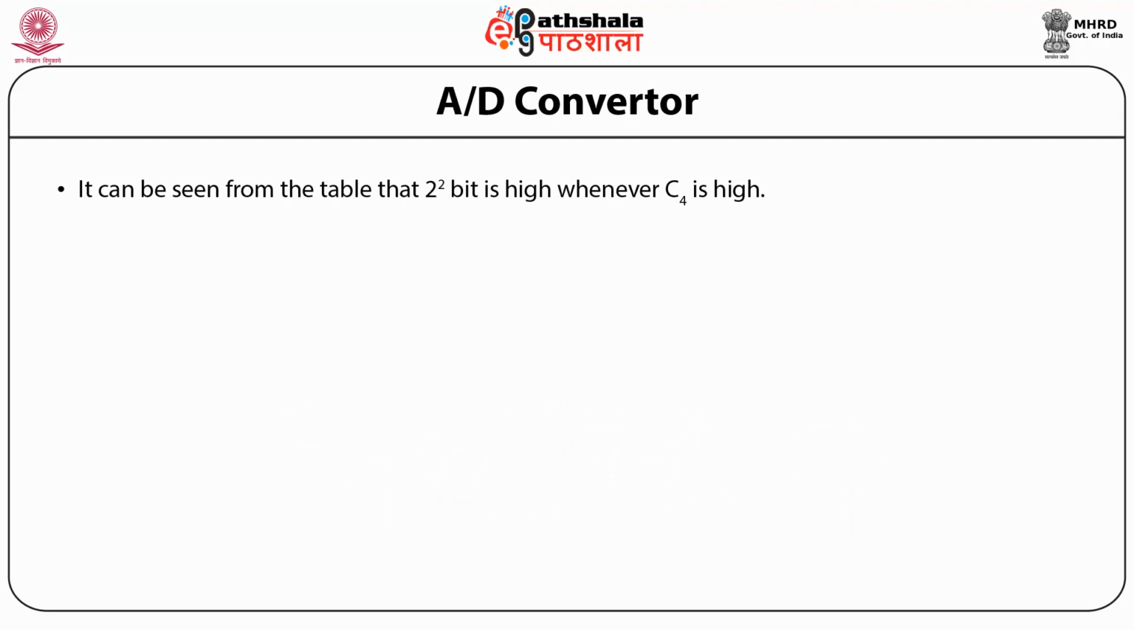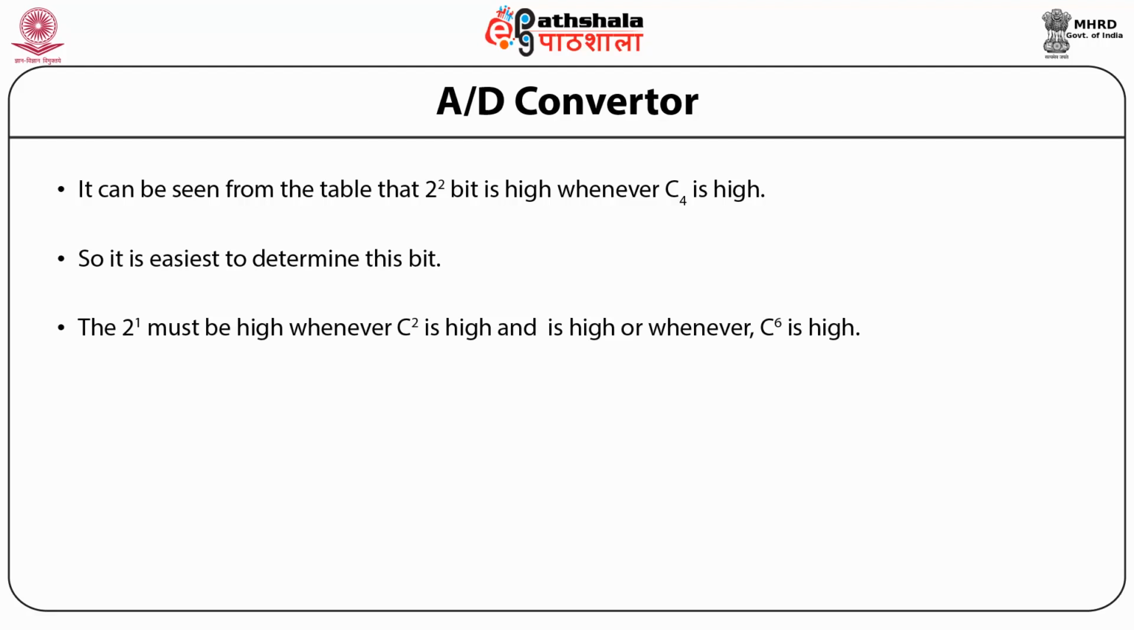It can be seen that the 2 raised to power 2 bit is high whenever C4 is high. So, it is easiest to determine this bit. The 2 raised to power 1 bit must be high whenever C2 is high and C4 bar is high, or I can say whenever C6 is high. Therefore, the expression for 2 raised to power 1 bit is 2 raised to power 1 equal to C2 into C4 bar plus C6.